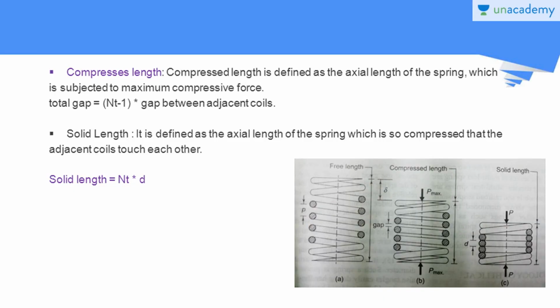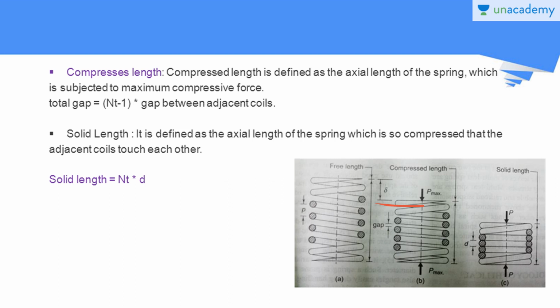Here we have compressed length. Compressed length is defined as the axial length of the spring which is subjected to maximum compressive force. So if we apply maximum compressive force on the helical spring, the length of the spring is called the compressed length of the spring. The total gap is given by (Nt minus 1) times the gap between adjacent coils. So see here, after compressing this spring, there will be some distance between the adjacent coils, right? The total gap, the sum of the gaps between the adjacent coils of this spring, is given by (Nt minus 1) times the gap between adjacent coils.